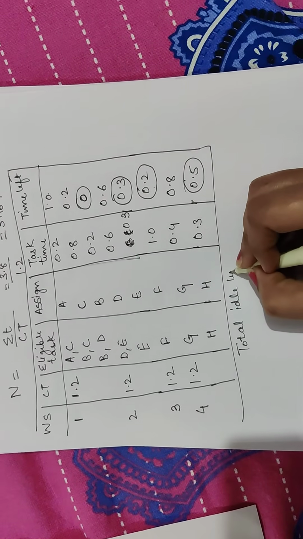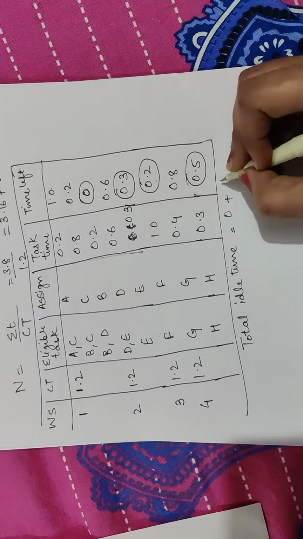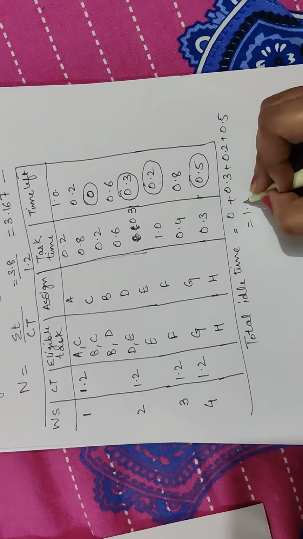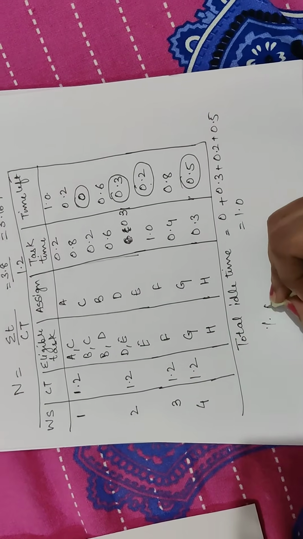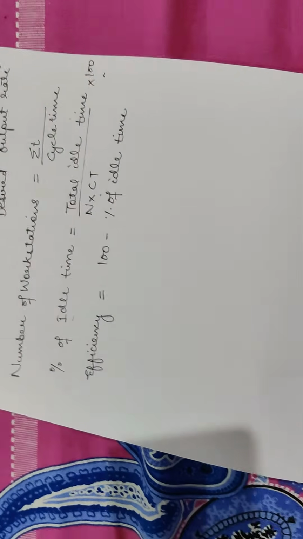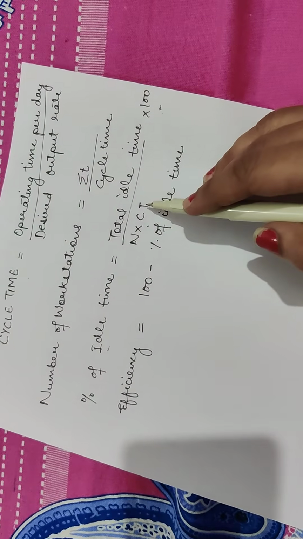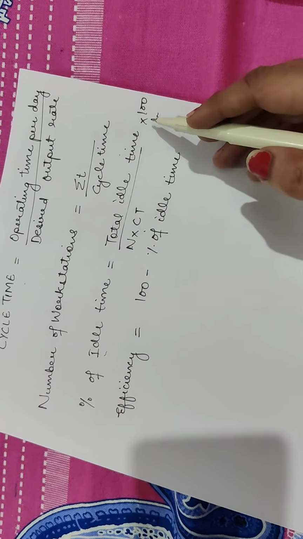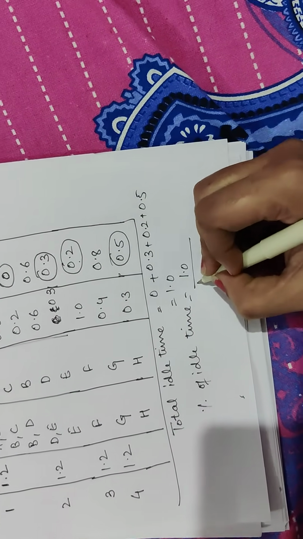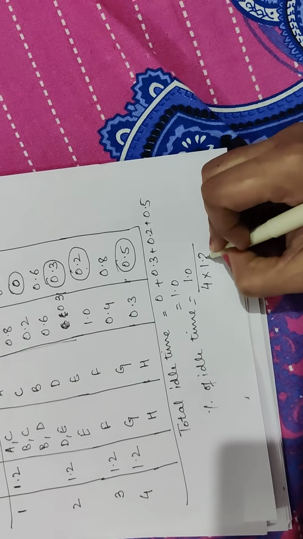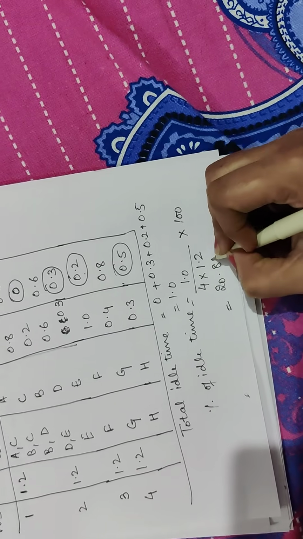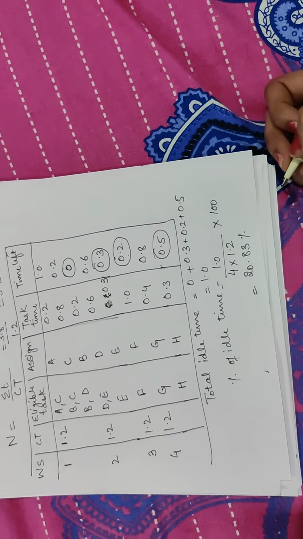Total idle time will be equal to 0 plus 0.3 plus 0.2 plus 0.5 which gives me 1 minute. Right. Then percentage of idle time. I have shown you the formula earlier that percentage of idle time is total idle time divided by number of workstations into cycle time into 100. So this will be total idle time 1.0 divided by number of workstations 4, cycle time 1.2 into 100, which will give me 20.83 as the percentage of idle time.